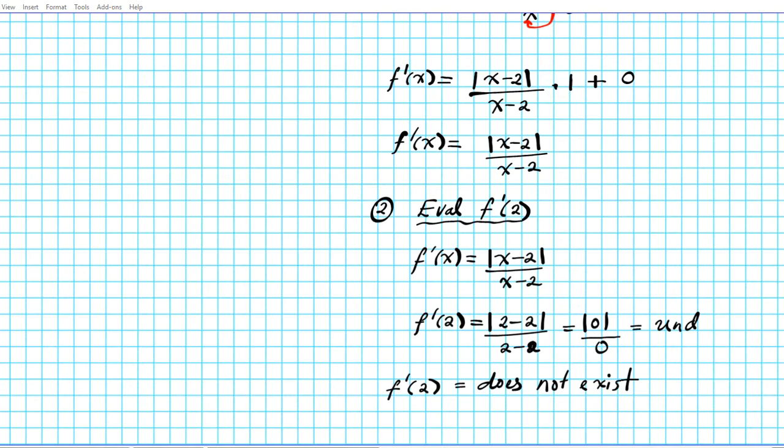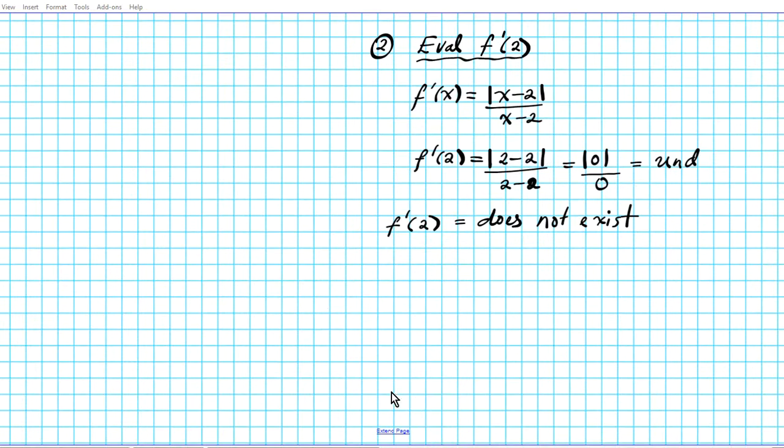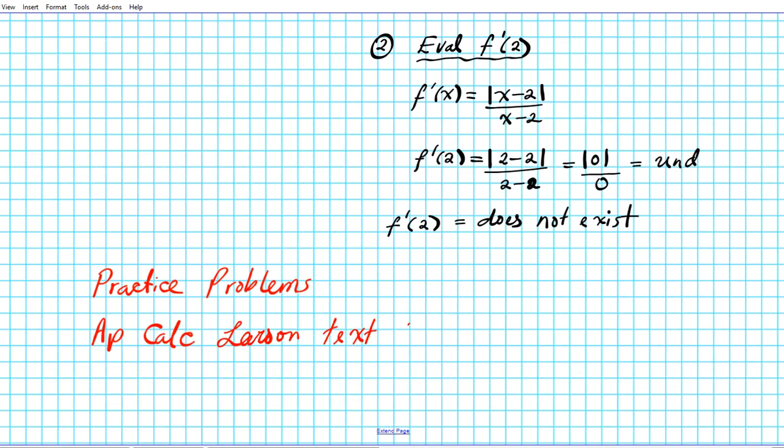So that's that. Now, how well have you mastered the content of this presentation? Well, to demonstrate mastery, you can go ahead and try out the practice problems in the AP Calc Larson text. You want to try out section 3.1 and then attempt problems 4 to 6.